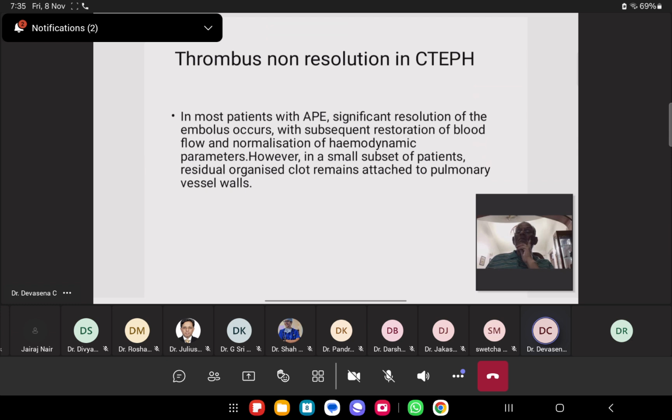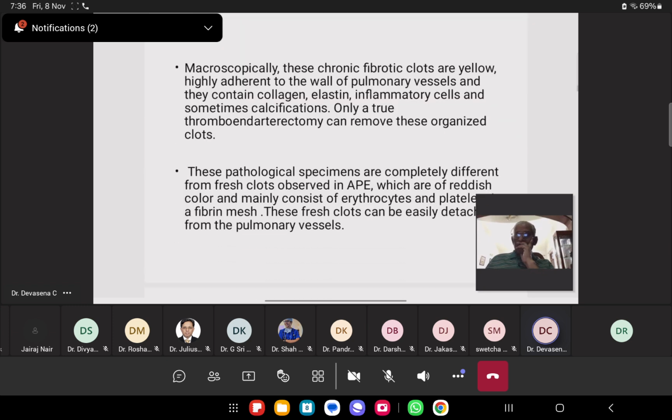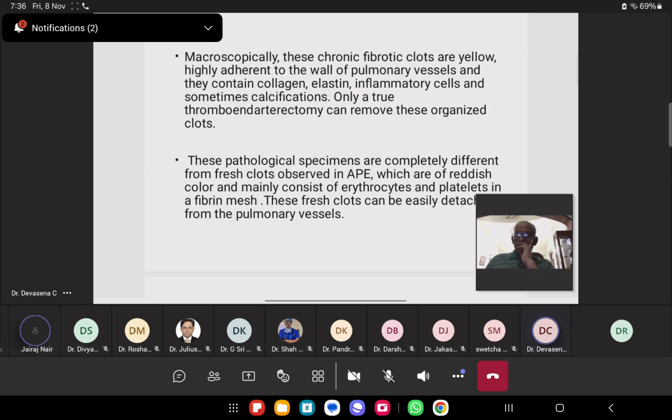Thrombus non-resolution in CTEPH. In most patients with acute pulmonary embolism, significant resolution of the embolus occurs with a subsequent restoration of blood flow and normalization of hemodynamic parameters. However, in a small subset of patients, residual organized clot remains attached to pulmonary vessel walls. Macroscopically, these chronic fibrotic clots are yellow, highly adherent to the wall of the pulmonary vessels, and they contain collagen, elastin, inflammatory cells, and sometimes calcifications. Only true thromboendarterectomy can remove these organized clots.